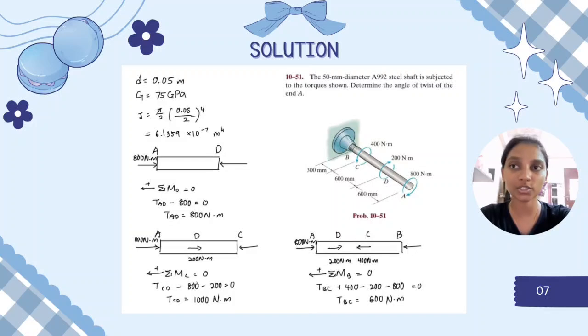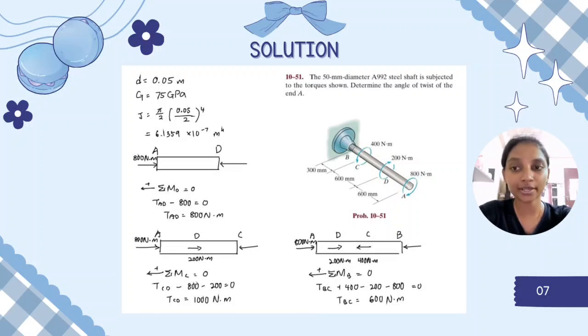To solve this question, first we have to find the diameter. The diameter given in the question is 50 millimeters, so we have to convert it to meters. So the diameter will be 0.05 meter. For the shear modulus, we already know it is 75 GPa. So now we have to find the polar moment of inertia. The formula for polar moment of inertia is pi divided by 2, in bracket, diameter divided by 2. The diameter we already know is 0.05. Close the bracket, power of 4. So the answer we get is 6.1359 times 10 to the power of negative 7 meter to the power of 4.